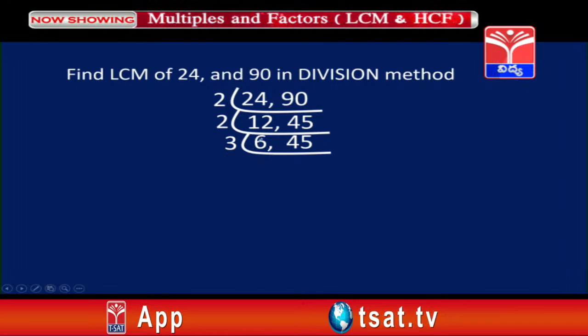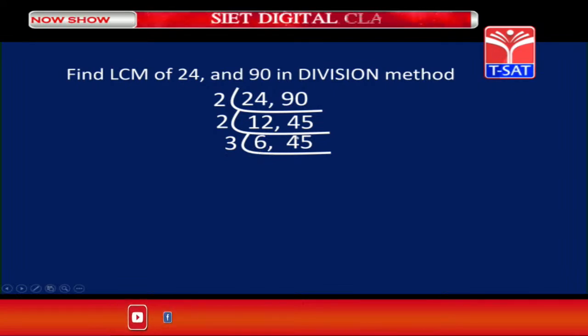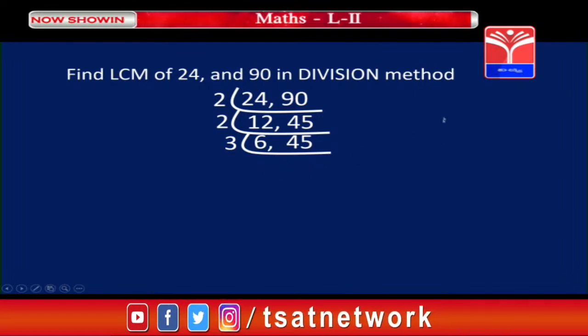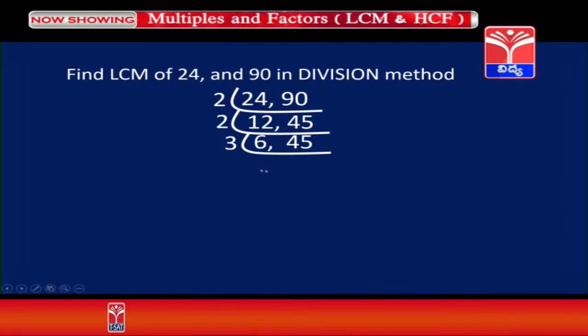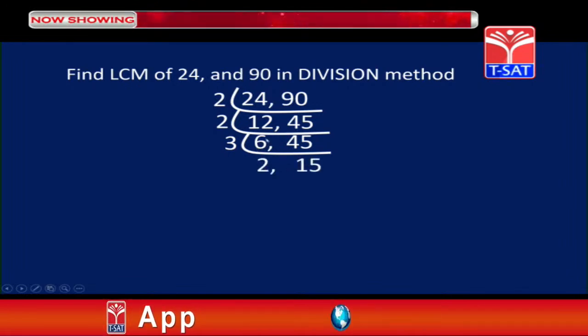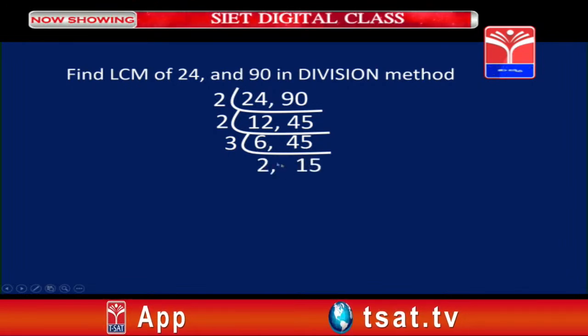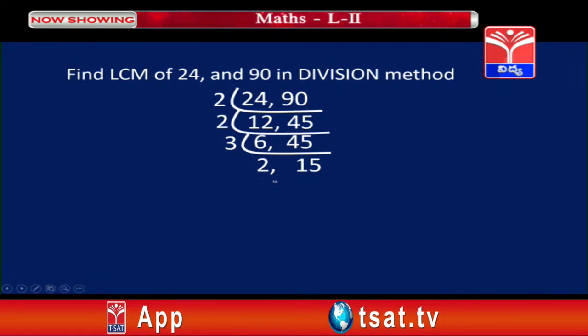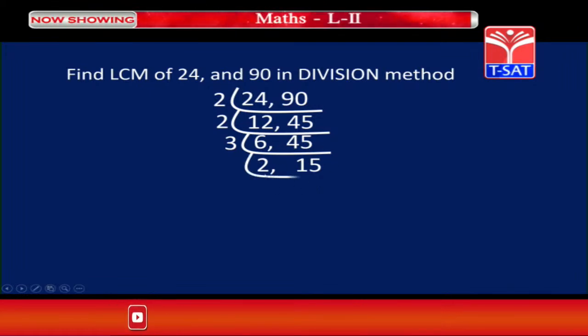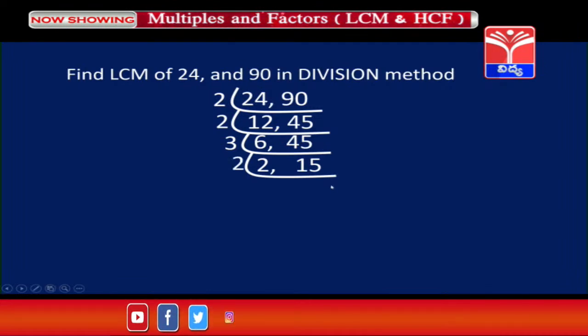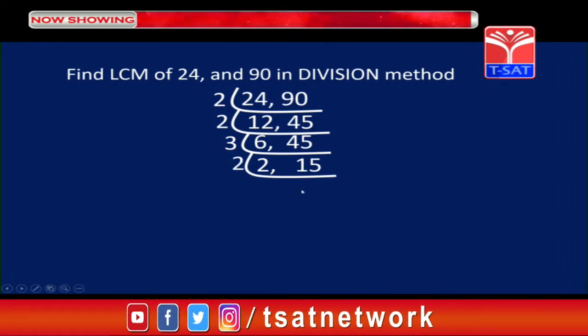3 how many times is 6 here? 3 how many times is 45 here? Write these two answers here. Divide the answer separately in your rough part and write the coefficients here. 3 twos are 6 and 3 fifteens are 45. Now 2 and 15. In the same manner, we are continually dividing these numbers by prime numbers only.